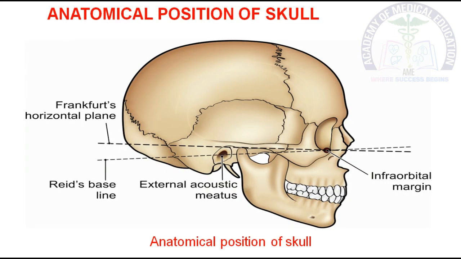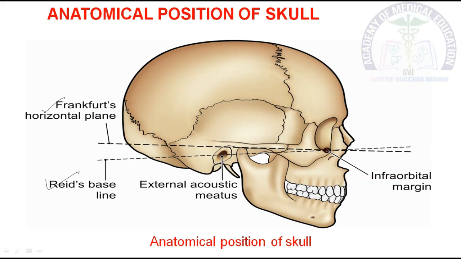Now comes the anatomical position of the skull. It is again an important part. The anatomical position of the skull is described by two lines: one is the Frankfurt baseline and the second one is called Reid's baseline.